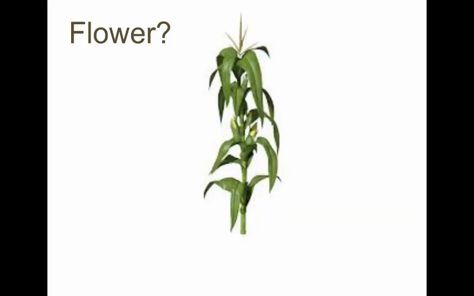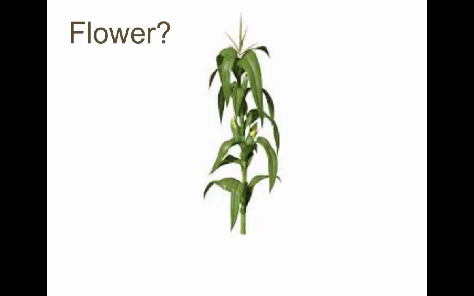All right. So we talked a lot yesterday about flowers and pollination. So I think you now understand how flowers get pollinated. So this is a plant that you've seen a lot of around here. What is it? Corn plant.